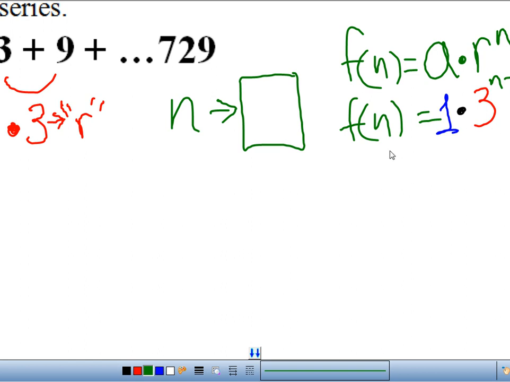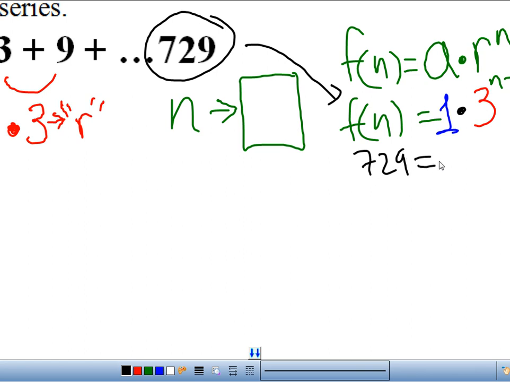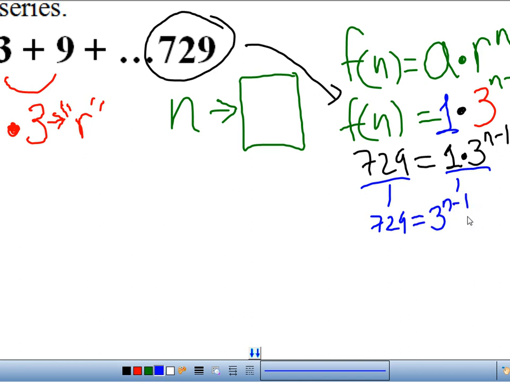Now we need to figure out this part. What did we say we were going to substitute for f of n? Yeah, the last term. That is correct. The last term goes here. So this is 729 equals 1 times 3 to the n minus 1. Let's isolate that base. Divide by 1, divide by 1. So we have 729 equals 3 to the n minus 1.